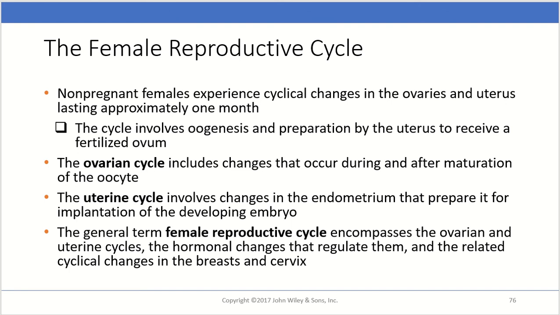The general term for the female reproductive cycle is going to encompass both the ovarian and the uterine cycles, as well as any hormonal changes that are responsible for regulating them. These hormones are also going to regulate these cyclical changes in the breasts as well as in the cervix.